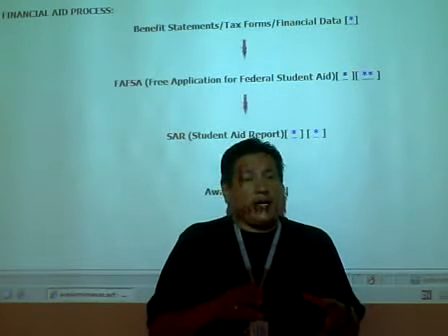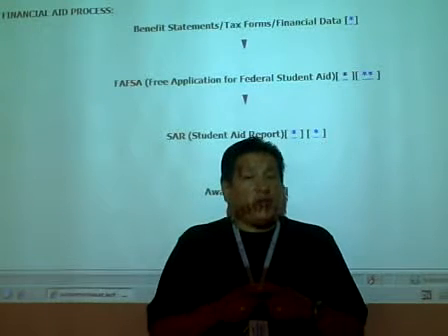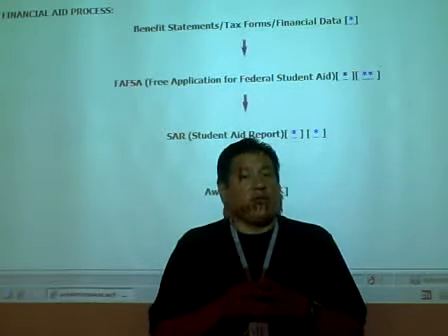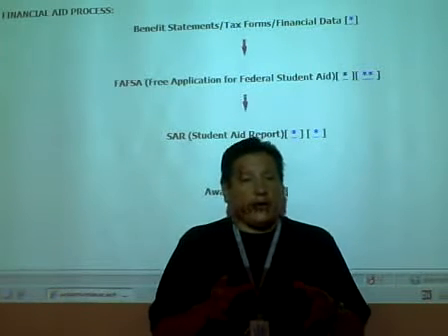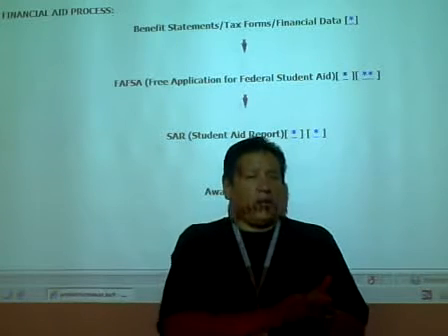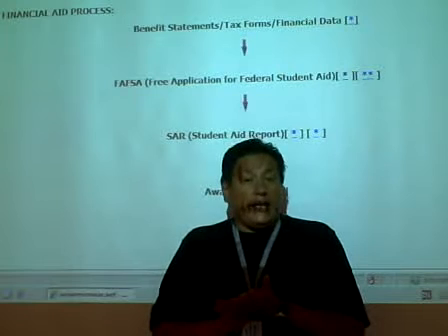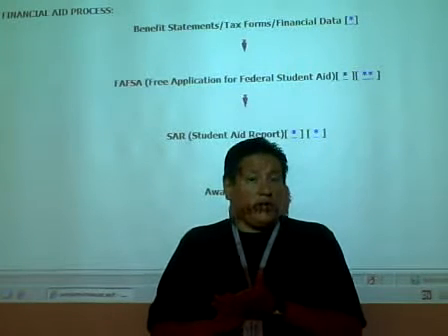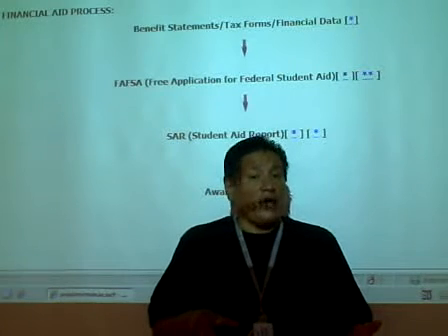The next part of that step is filling out the FAFSA form. Free Application for Federal Student Aid. FAFSA is the abbreviation for it. Some people pronounce it differently. Doesn't matter. Same form. What that's going to ask you for is information from your parents' tax forms, if they have it, and information off your tax form. Again, if you don't pay taxes or don't file tax forms, they're going to look for information off benefit statements, that type of stuff.